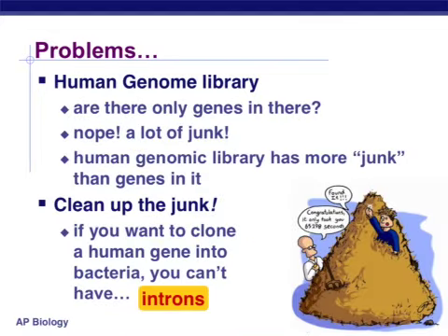All right, what are the problems? Well, in the human genome library, we're going to have junk DNA as well as coding DNA. And because we have so much junk DNA, our genomic library has more junk than it has genes. So you're going to have to sift through all of the junk in order to find the gene that you are interested in. So how do we fix that? Well, you clean up the junk.